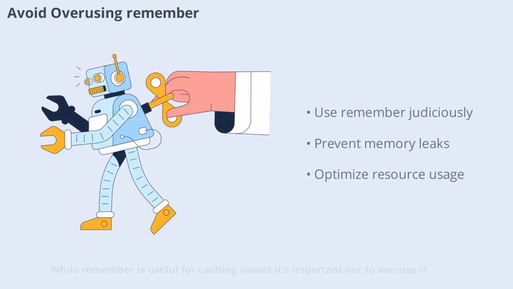While remember is useful for caching values, it's important not to overuse it. Excessive use can keep references in memory longer than needed, potentially leading to memory leaks or performance issues. Be mindful of what you cache and ensure you're only storing values that truly benefit from being remembered. This careful approach helps you maintain optimal performance and prevents your app from consuming unnecessary resources.